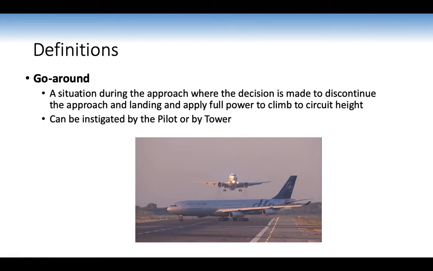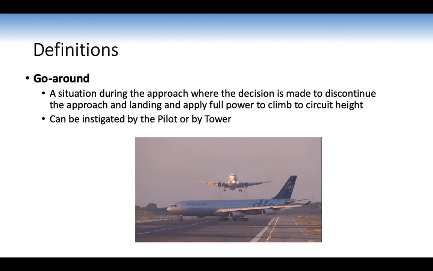During the approach, whether the decision is made to discontinue the approach and landing and apply full power to climb to circuit height. So let's say the pilot just misjudges approach, or if there's an aeroplane on the runway, like in this situation, the pilot is discontinuing the landing and climbing back up to circuit height for another go at landing the aeroplane. Can be instigated by the pilot or by tower. So we established this in our objectives. These are the two people.